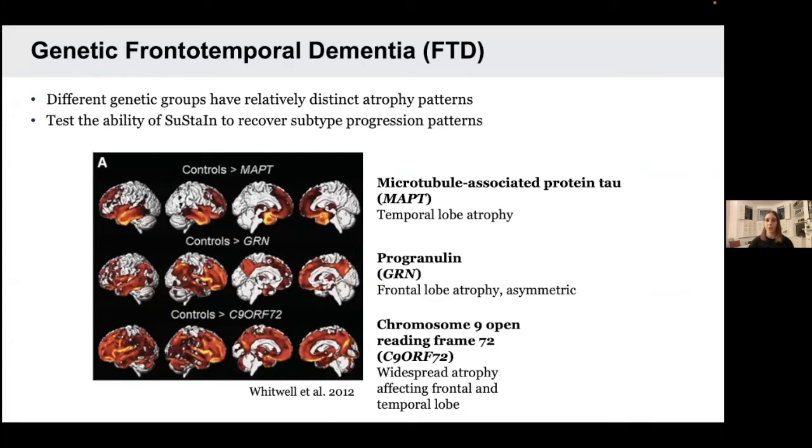The first condition I'm going to talk about is genetic frontotemporal dementia. Genetic frontotemporal dementia was the first condition that we applied SUSTAIN to, because there are different genetic groups that have relatively distinct atrophy patterns. So this basically provides us with a way that we can test the ability of SUSTAIN to recover disease subtypes. The experiment that we did was to analyze all of the different genetic groups together, and then to test whether the subtypes identified by SUSTAIN would correspond to the different genetic groups without SUSTAIN knowing the genetic group labels.